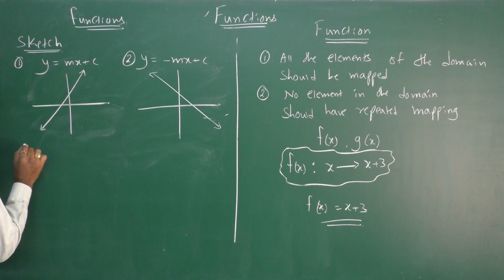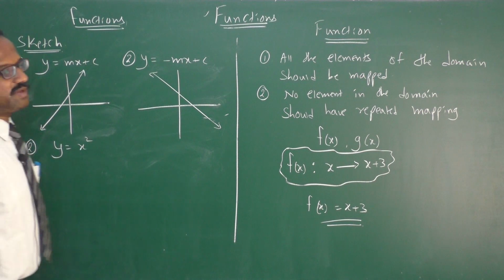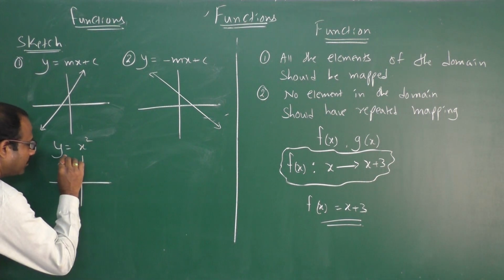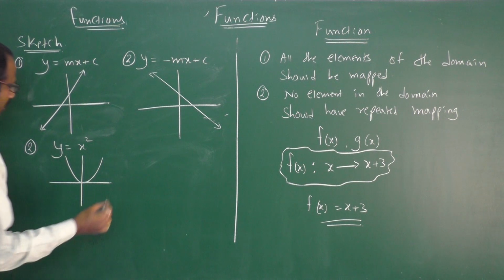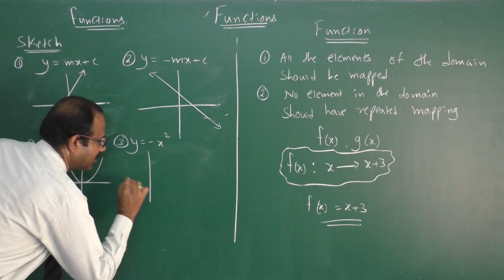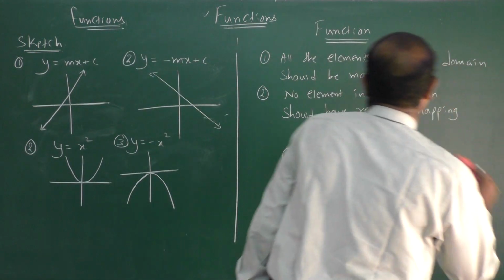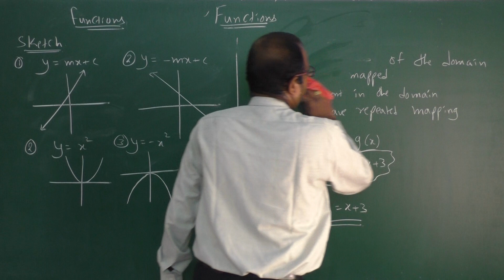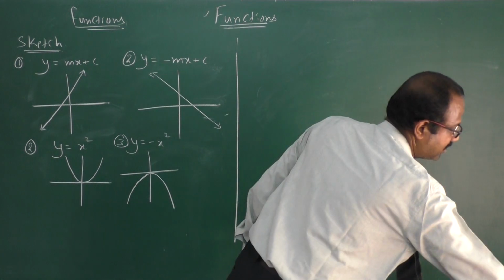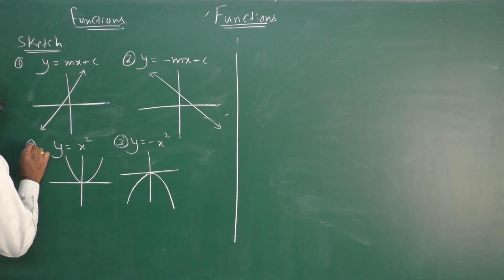Next, if you have a quadratic equation like y = ax² + bx + c, or y = x², then you get the shape in this way, a U-shaped one. And if you have y = -x², then you get the sketch in this direction. Then we have many functions. Let me give you the examples, and after that we'll see whether a given sketch is a function or not. So we have got here 1, 2, 3, 4.